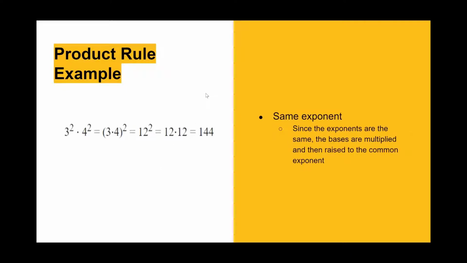And then here we have another example, and this one is the same exponent example. Since the exponents are the same, the bases are multiplied and then raised to the common exponent. So here you have 3 raised to the second power, and then 4 raised to the second power as well. You would multiply 3 times 4, which equals 12, and you would raise that all to 2, and that ends up being 12 times 12, which equals 144.